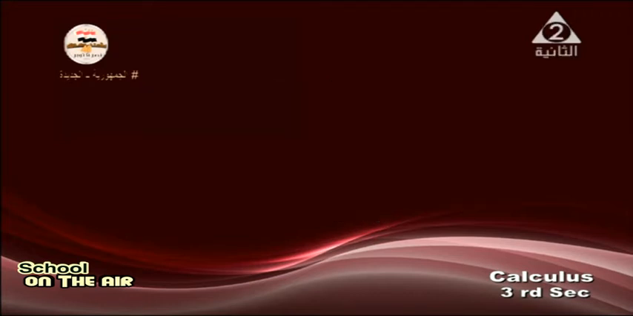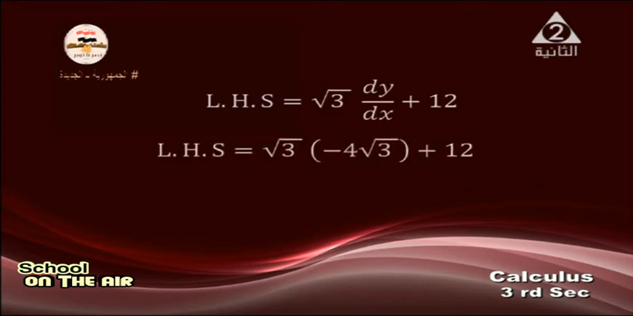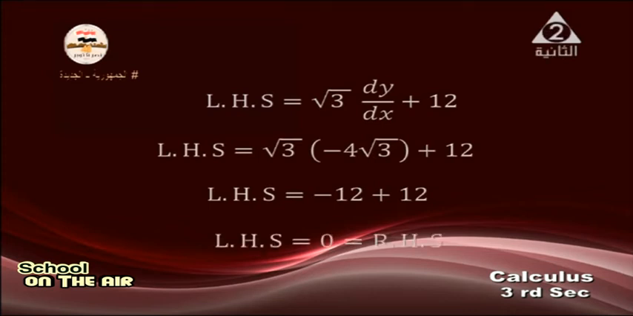Now, what about the left-hand side? The left-hand side equals root 3 dy/dx plus 12. Then the left-hand side equals root 3 multiply negative 4 root 3 plus 12, which equals negative 12 plus 12. Then the left-hand side equals 0, which equals the right-hand side.